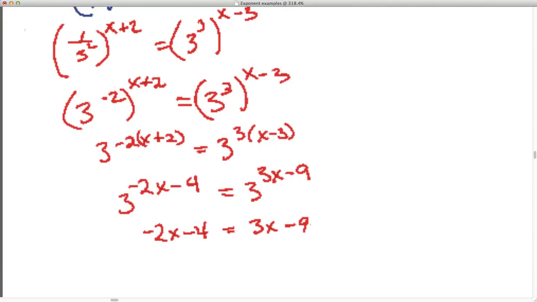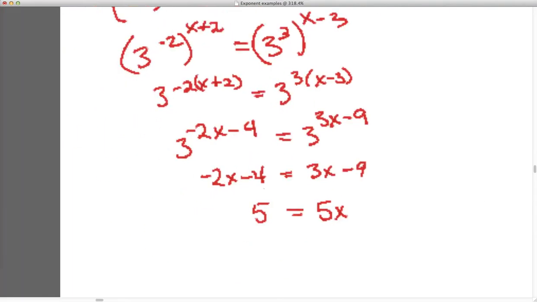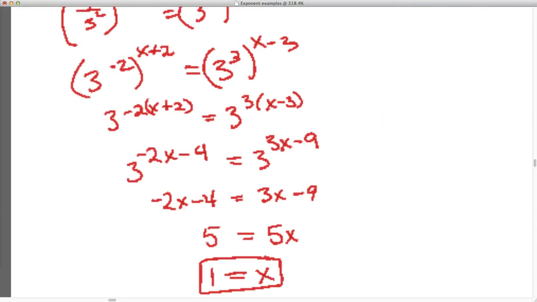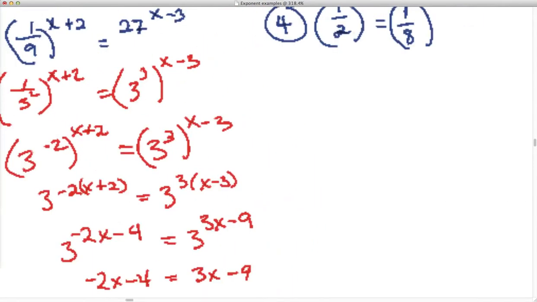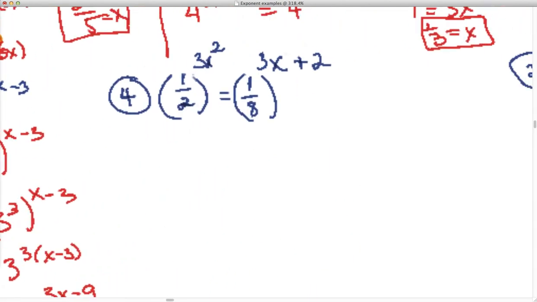Then bring the x's to one side, and the numerical values to the other side. So all I did was add the 2x over, subtract, or add the 9, sorry. And then we get x equals. Okay. So the only new thing here is that negative exponent. If you want to go directly from this to this step here, then please, if you feel comfortable, do so. That secondary step is not necessary.